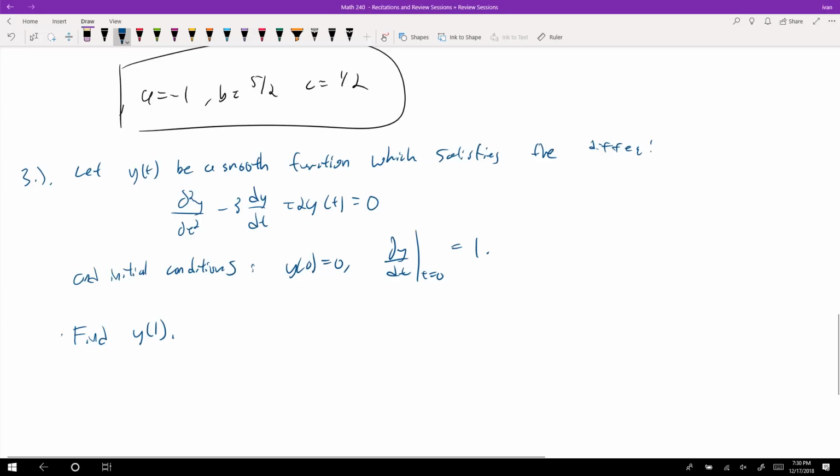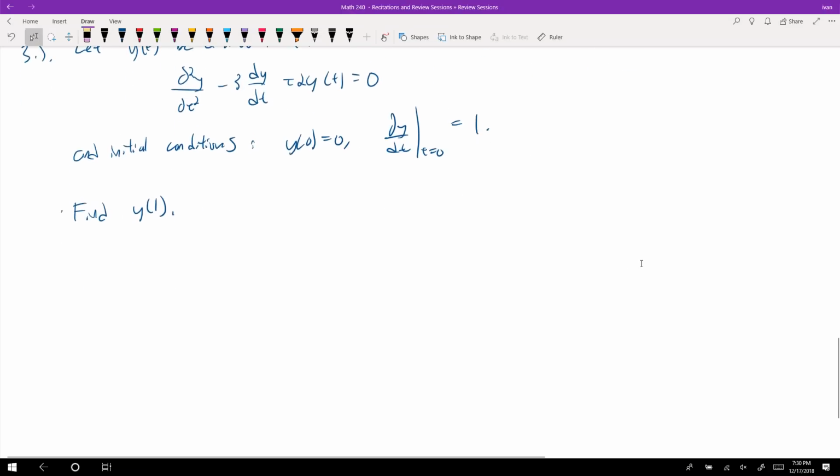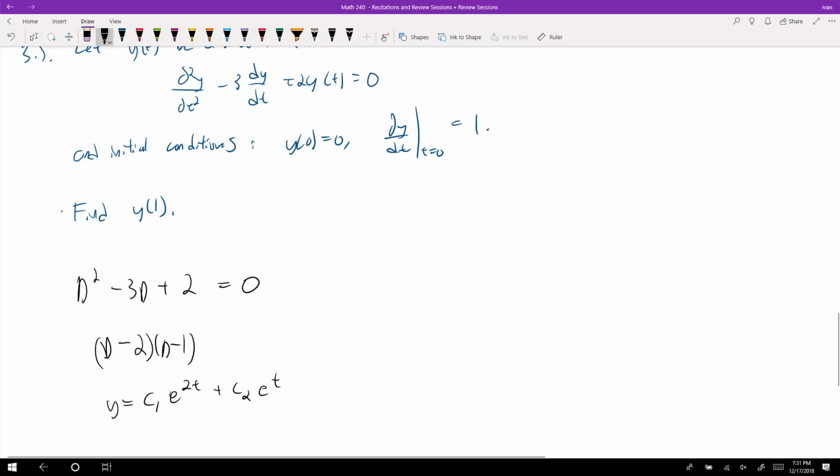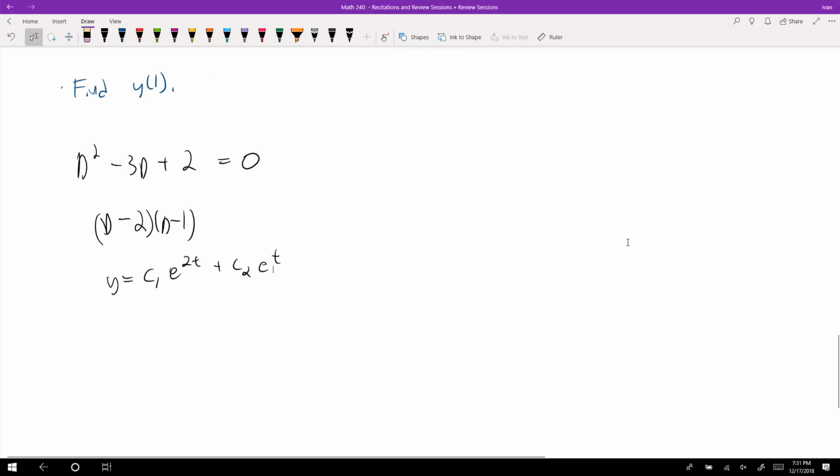Okay, so this is just a homogeneous linear differential equation with an initial value condition. So there's absolutely no tricks to this problem. It's just solve it. So you get D squared minus 3D plus 2 is equal to 0. This is (D minus 2)(D minus 1). And so you get y is equal to c1 e to the 2t plus c2 e to the t. If you studied for the last midterm, then you would have known this. I feel like even if you didn't study for the last midterm, you would have known this too.